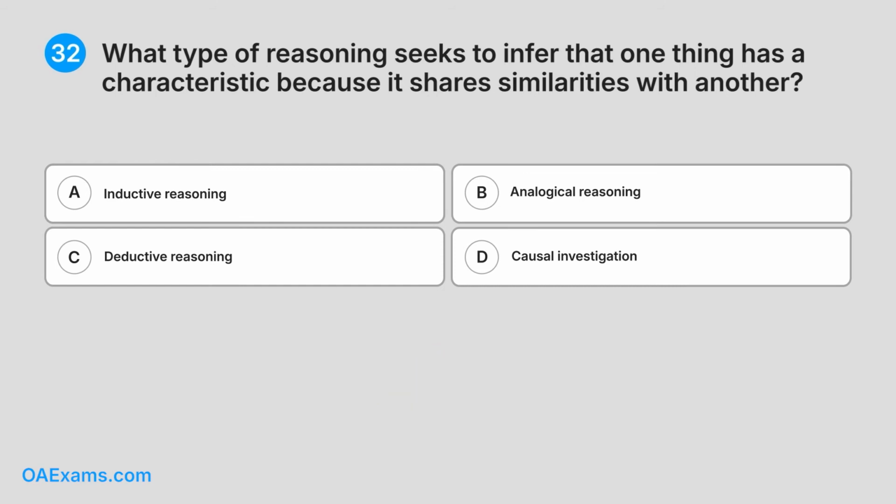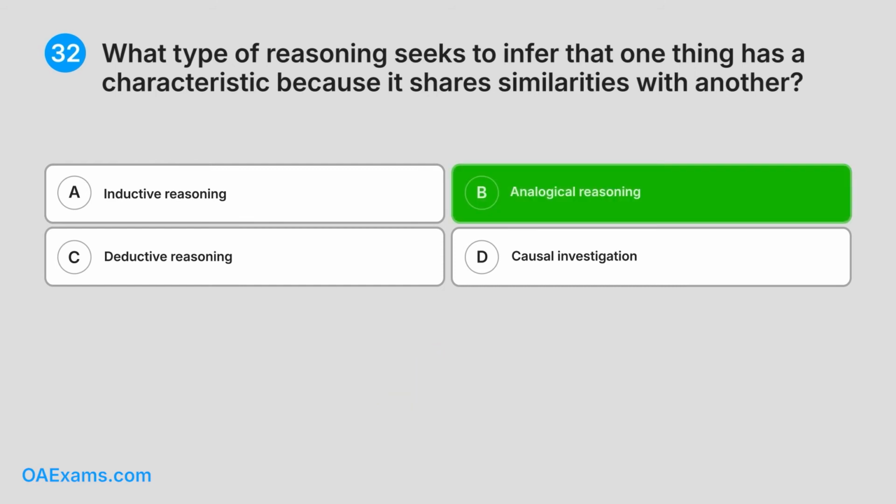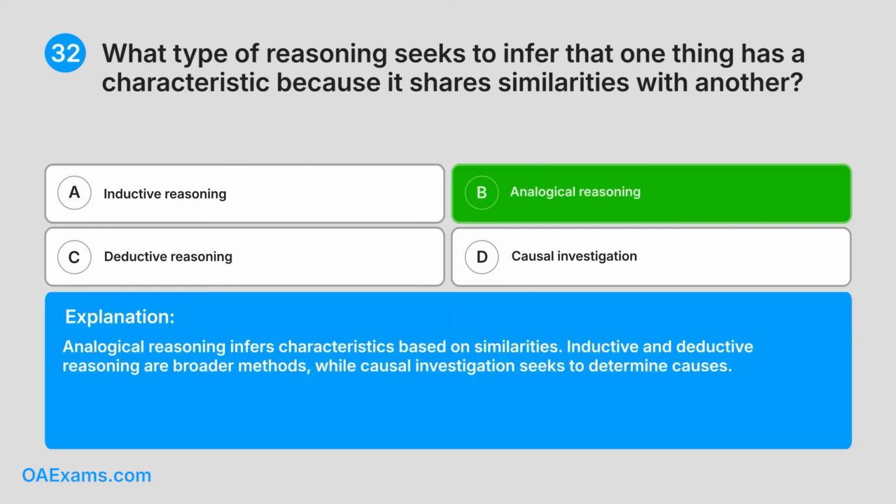Correct answer. B. Analogical reasoning. Explanation. Analogical reasoning infers characteristics based on similarities. Inductive and deductive reasoning are broader methods, while causal investigation seeks to determine causes.